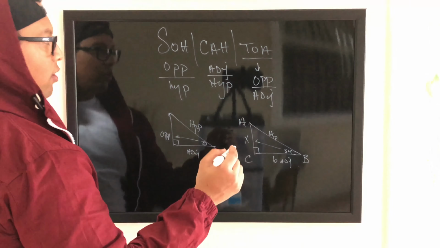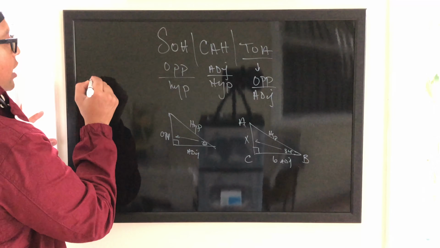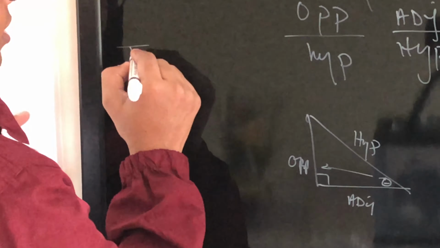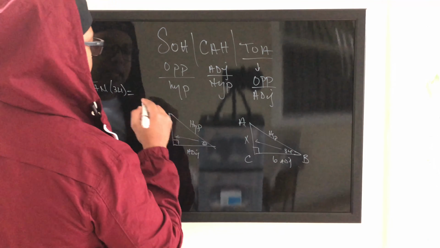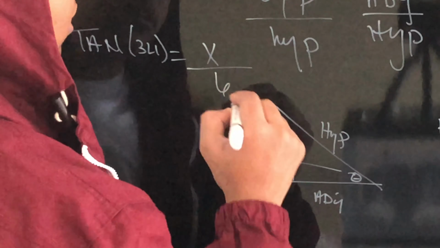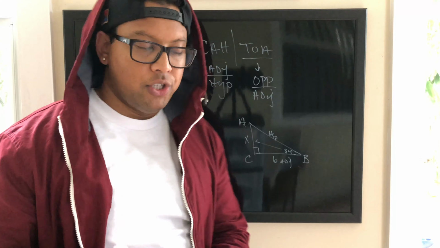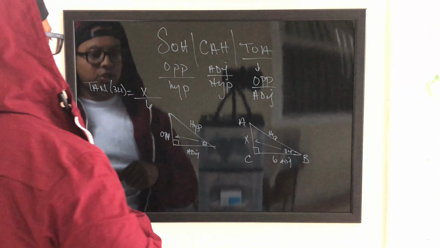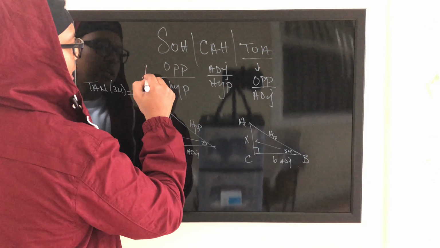So now when you're going to solve for this, you're going to use tangent of your degree, which is 34 degrees. Tangent 34 equals opposite over adjacent, so you're going to get x over 6. Now, we solve like how we do any mathematical function. You're trying to isolate for this value here.